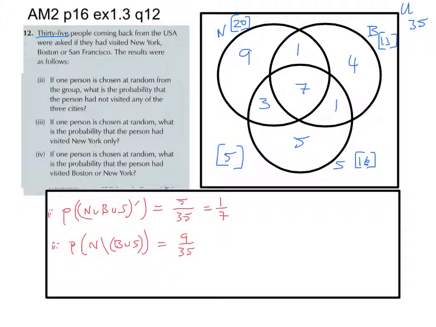And lastly, the last question, if one person is chosen at random, what's the probability the person had visited Boston or New York? Now, or is union, so Boston or New York is this group here. So it's basically 20 plus 5, making a total of 25. 25 people to New York or Boston. So Boston or New York is going to be, as I said, it was 25 out of 35. And again, that can be reduced down to 5 out of 7.